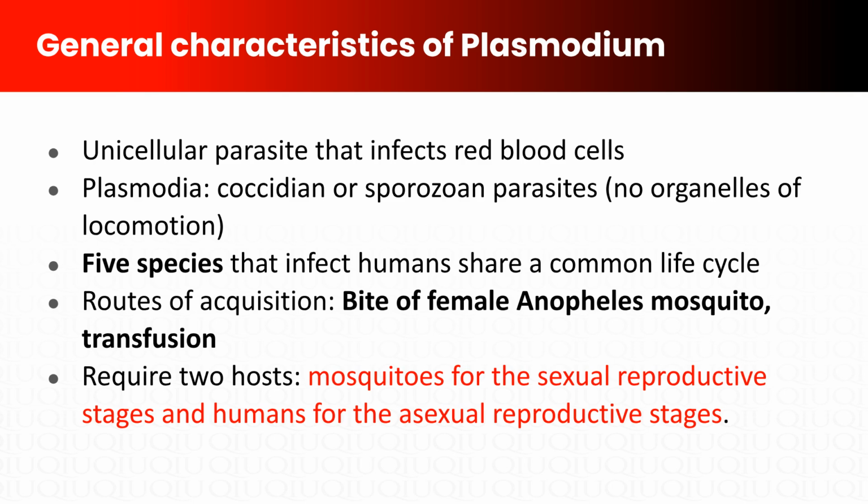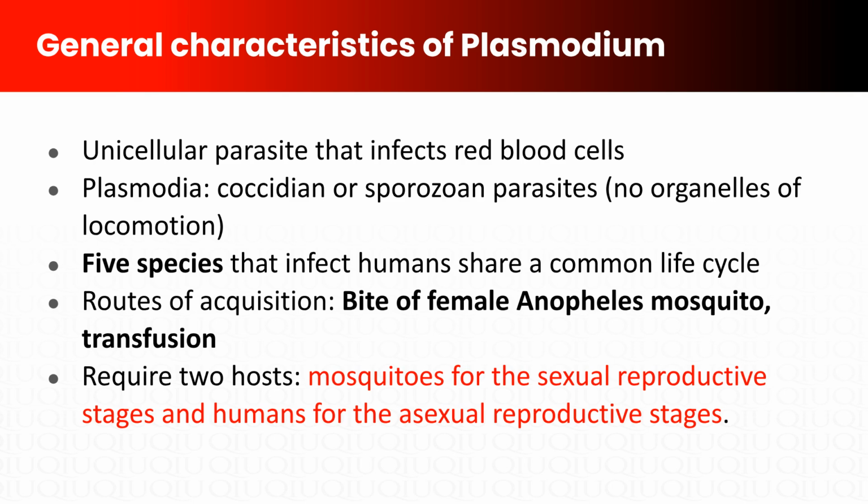Plasmodium is a unicellular parasite that specifically infects red blood cells. These organisms belong to a group called coccidian or sporozoan parasites, characterized by having no organelles of locomotion. 5 species of Plasmodium infect humans, and they all share a common, complex life cycle. Humans acquire malaria primarily through the bite of infected female Anopheles mosquitoes, though transfusion-related transmission can also occur.